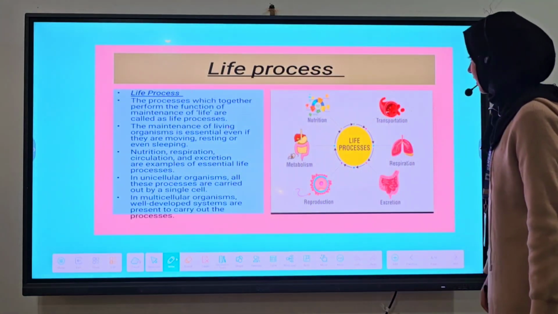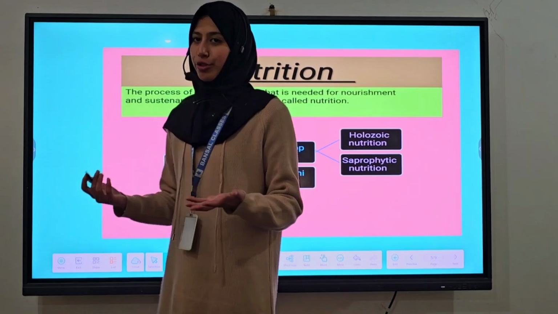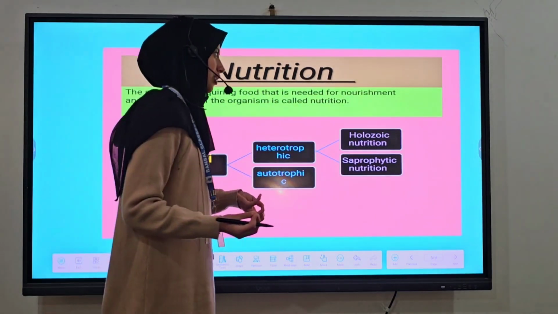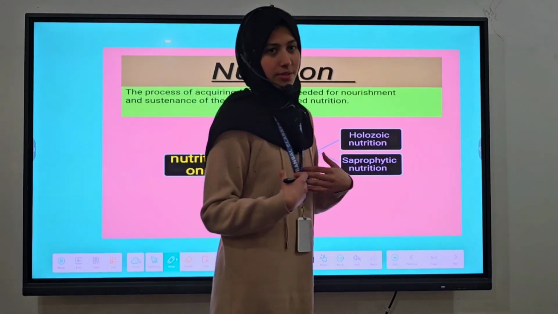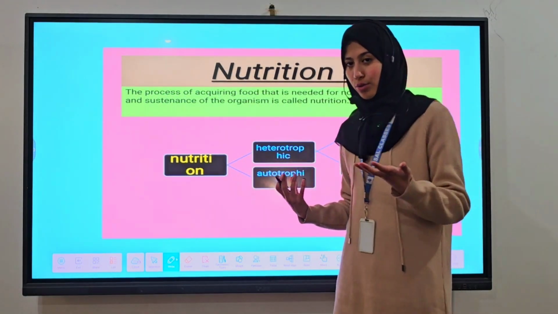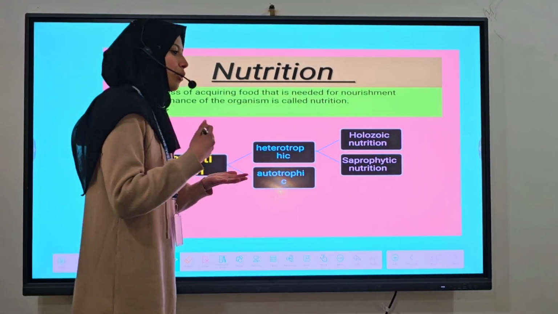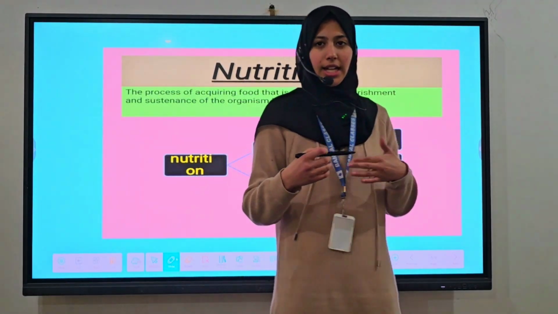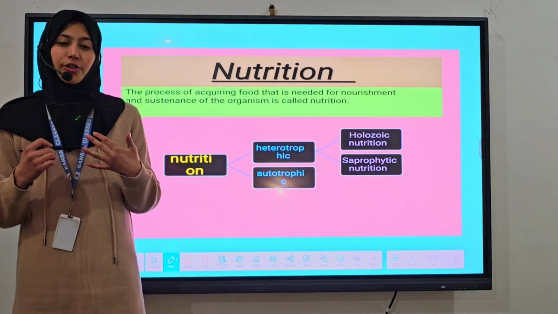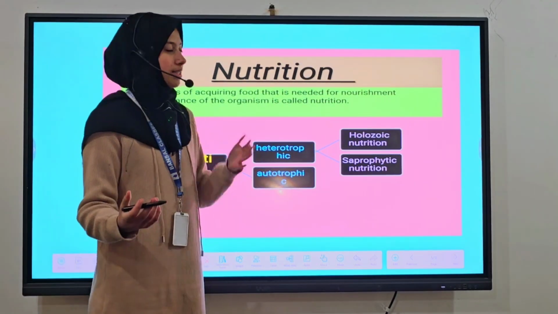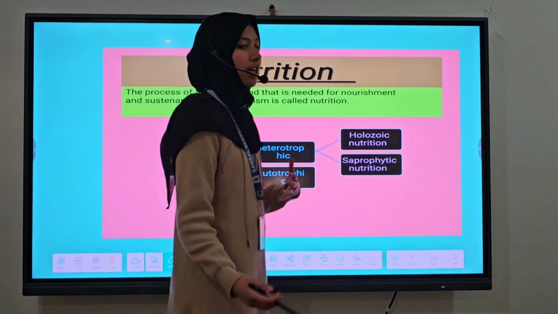Let's move to our next slide, where we'll be discussing nutrition. So what is nutrition? Nutrition is the process of acquiring food that is needed for our nourishment, for our growth, and for us to be alive. We take in many things, like food, and even the air we breathe is important for us to live. Same like that, we have nutrition. Intake of food is really important for us to grow.